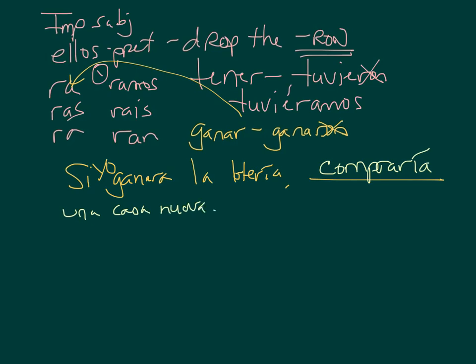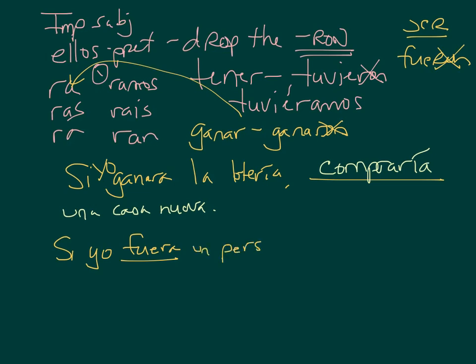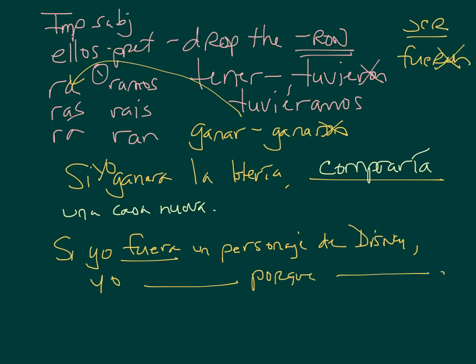I'm going to give you a practice one to do for class, and we'll come in and we'll talk about what you came up with. So it's si yo fuera. Now fuera comes from ser. Ser, the ellos form is fueron. So drop the ron, add the ending. Si yo fuera un personaje de Disney, yo blank porque blank.